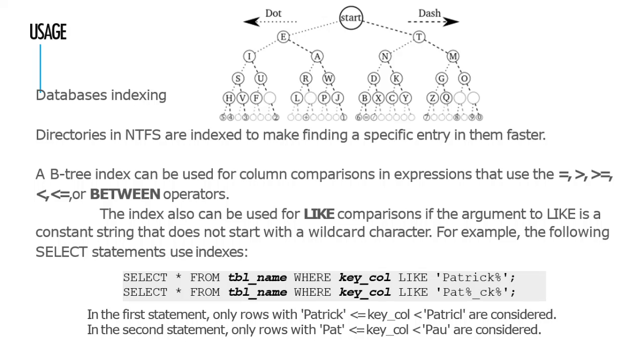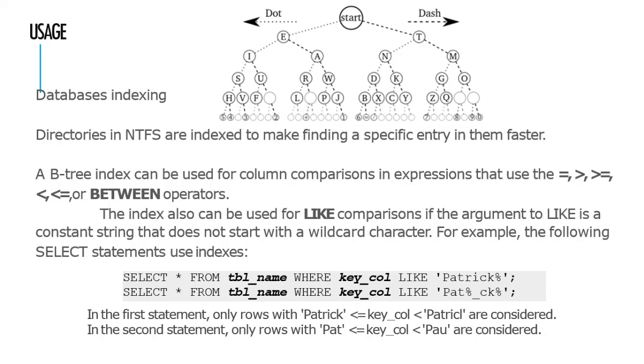This is from the SQL language from databases. As you can see, we can select the star sign, which means select all from the table where key column is like 'Patrick%'. As you can see, the percentage sign. Don't forget in SQL we use the semicolon at the end, which means that the first statement is over. Then we use the second statement. As you can see, select all from table name where key column like 'Pet%CK'.